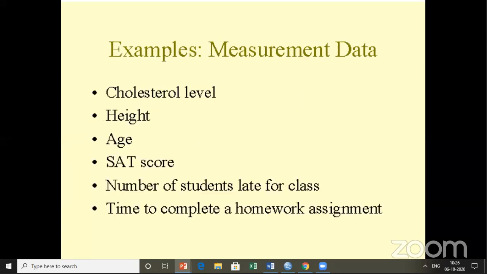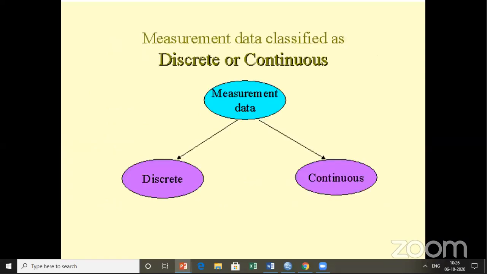Measurement data examples are cholesterol level, height, age, scholastic aptitude test score, number of students late for class, then time to complete a homework assignment. So these are all called measurement data. Everything has some scale of measurement in this context. Here, once again, measurement data is divided into discrete and continuous. Please concentrate here: what is discrete and what is continuous? How do I define discrete? Can anyone give one example of discrete and continuous data in day-to-day life?